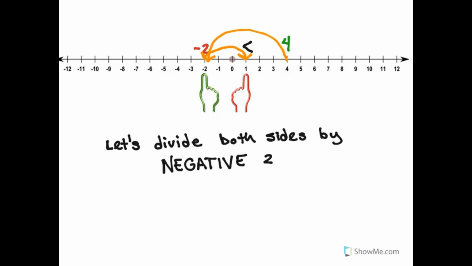My two hands switch places. The new inequality is in the opposite order. When I divide by -2, the less than flips around and becomes a greater than because 1 is greater than -2.